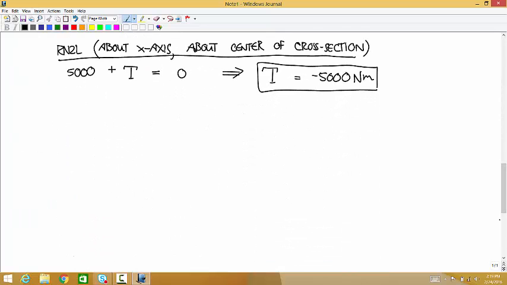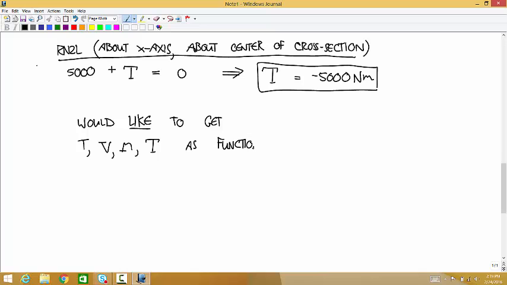So what we would like is to have the tension, shear force, bending moment, and torsion as functions of x, as you travel from left to right along the beam.